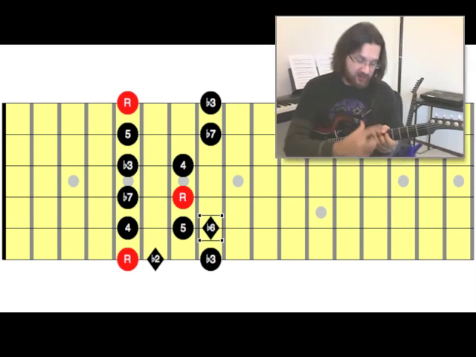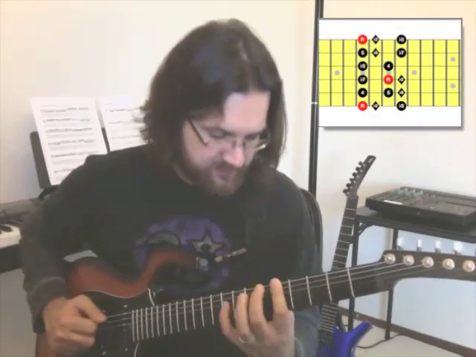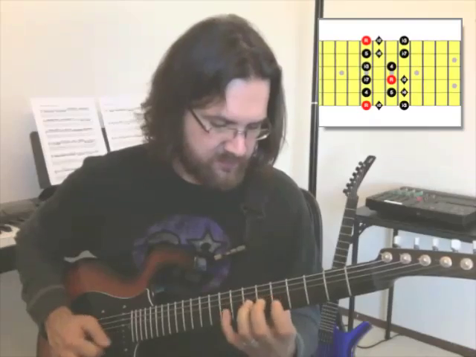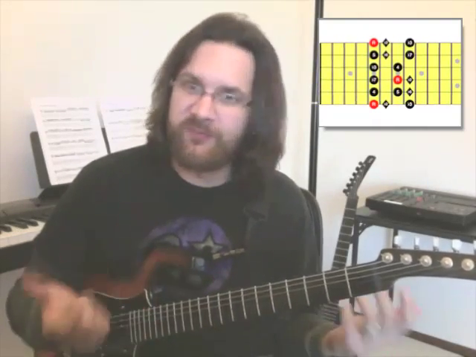I'm going to play this all over in my first position to cover this area of the fretboard. Here it is. That's the first position of A Phrygian.